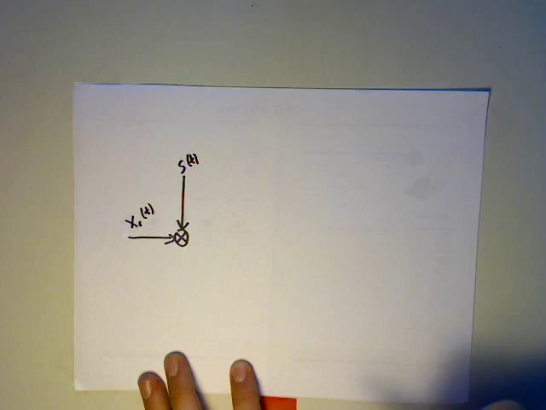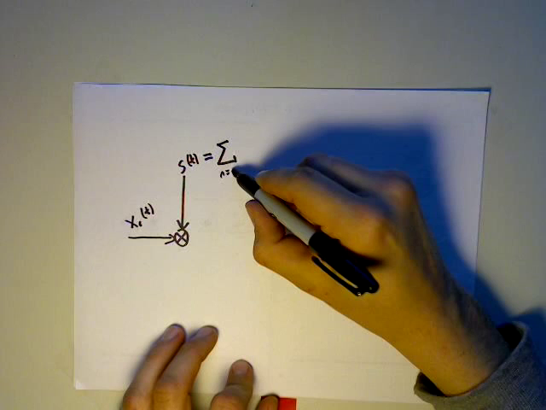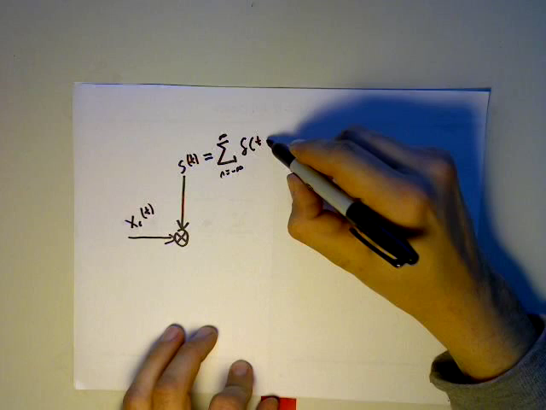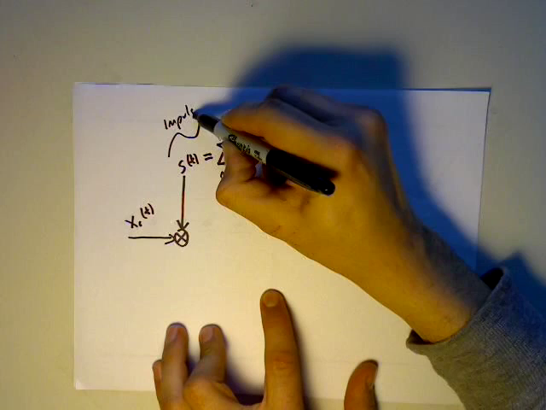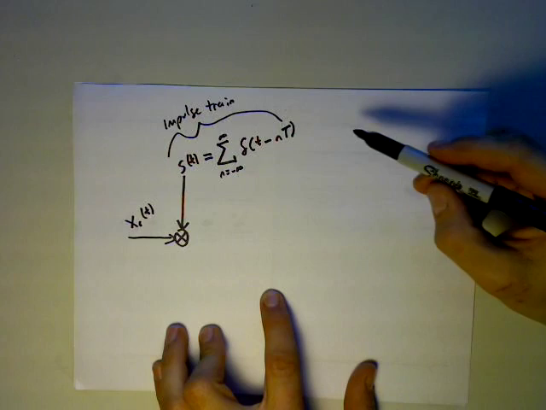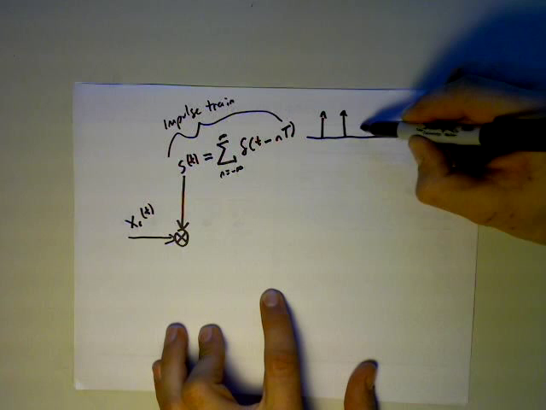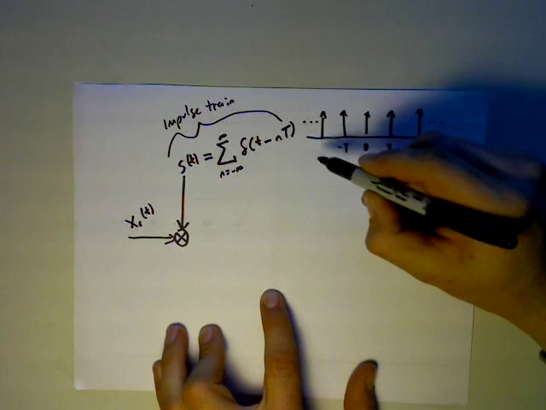And you might say, what the heck is s of t? Well, s of t is essentially equal to the sum from n equals minus infinity to infinity of delta of t minus nT. This is referred to as an impulse train, and we'll be seeing this several times throughout this course. The way it looks, if we look in the time domain, here's 0, here's minus T, here's plus T, here's 2T, and so on, and minus 2T, and so on.